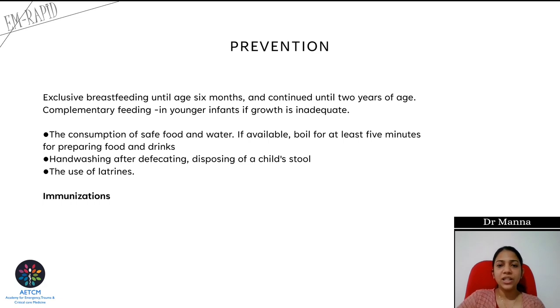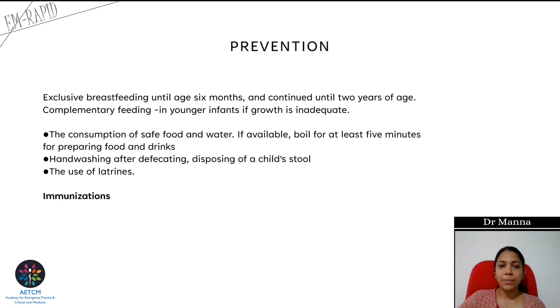We should also advise them about the prevention of acute diarrheal disease. That means the use of safe food and water, boiling the containers in which food is given to the child, proper hand washing, proper defecation and the use of latrines, and making sure that the child is immunized properly. So this is all about acute diarrheal disease.